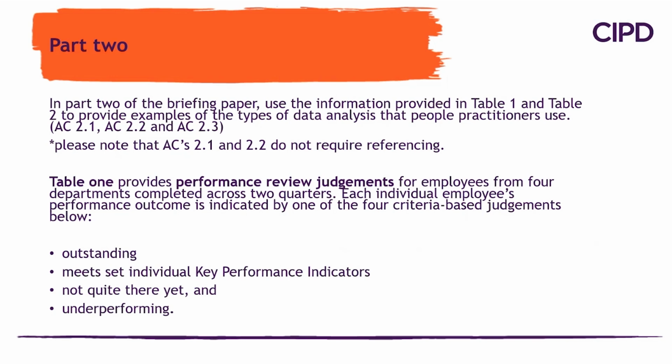So I want to just start with table one. Table 1 provides performance judgments for employees from 4 departments across 2 quarters of the year. Each individual employee's performance outcome is indicated by one of 4 criteria-based judgments, as listed below. The 4 are outstanding, meets set individual key performance indicators, not quite there yet, and underperforming. Next slide, please.